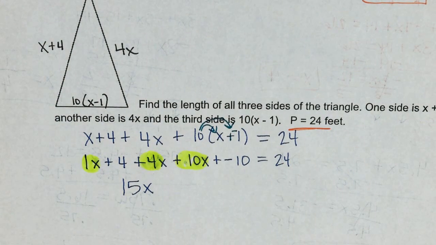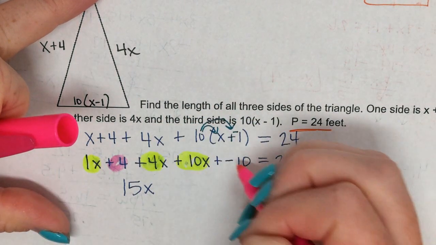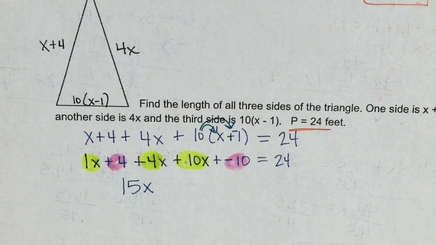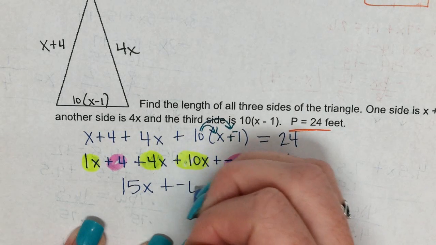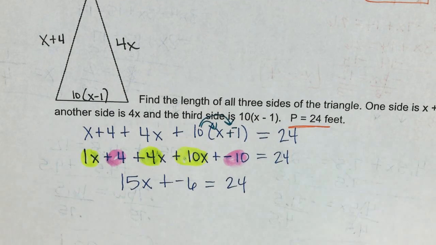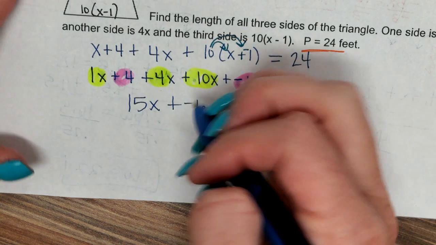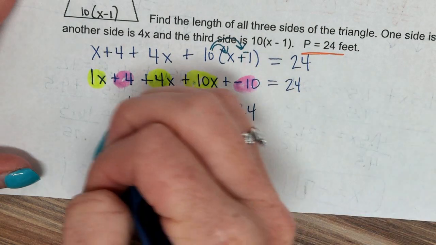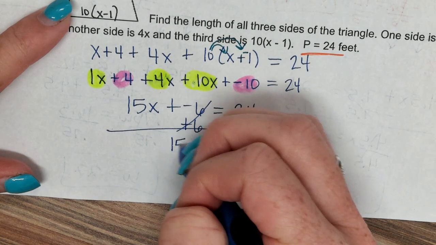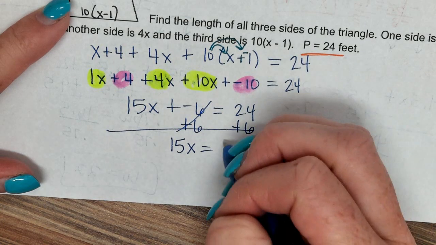Can I combine this positive 4 with this negative 10? So what is 4 plus negative 10? Negative 6. So I have 15x plus negative 6 equals 24. Now I can get rid of the constant by getting rid of the negative 6. How do I get rid of a negative 6? Plus 6. So I have 15x equals 24 plus 6, which is 30.